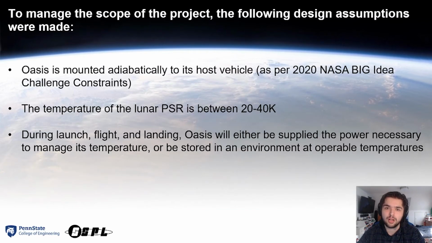To manage the scope of the project, the following assumptions were made throughout design. Number 1, as per the competition constraints, Oasis assumes adiabatic mounting to its host vehicle, or minimal heat transfer. Second, the temperatures in the lunar PSR are assumed to be between 20 and 40 Kelvin. Lastly, Oasis assumes that during launch, flight, and descent, it will either be A, stored within operable temperatures, or B, provided the power necessary to manage its own temperatures by the host craft.